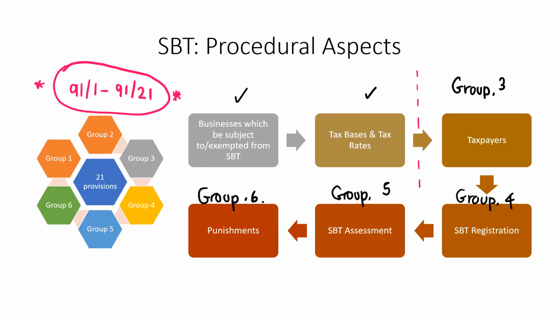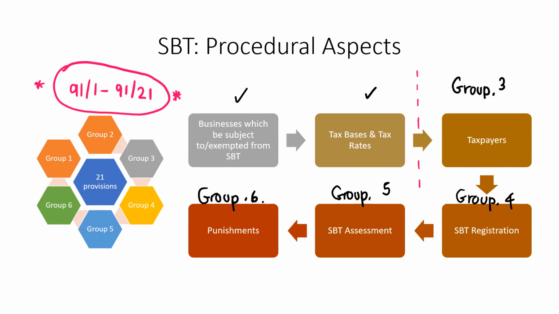Actually, as we have discussed before, under Chapter 5 of the Revenue Code, there are 21 provisions regarding specific business tax. And the 21 provisions can be categorized into 6 main groups. The first 2 groups that we have already discussed are about the substantive issues, including the businesses which are subject to specific business tax and businesses which are exempted from specific business tax.